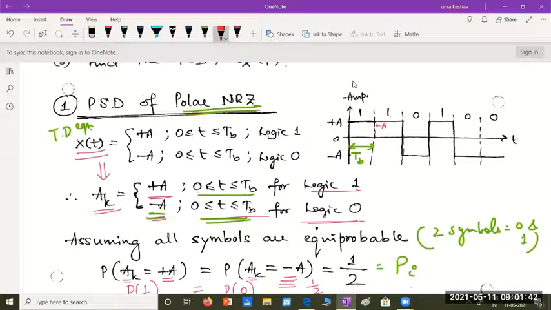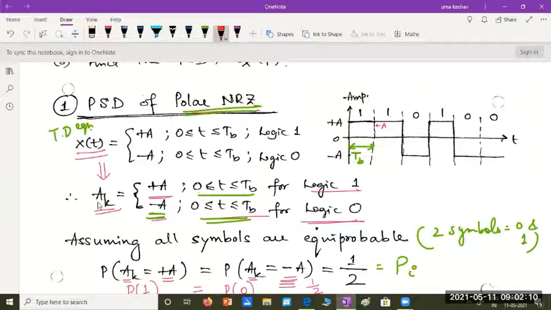Let us continue from what we had done in the last class. In the last class, we completed deriving the power spectral density for polar NRZ line code. So in polar NRZ, we know that logical 1 is represented with plus A and logical 0 with minus A. And the equation for the polar NRZ x of t is as shown here.